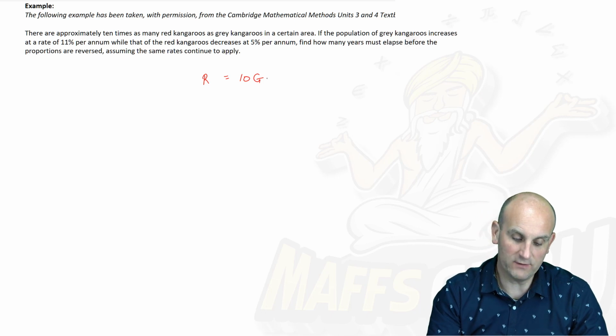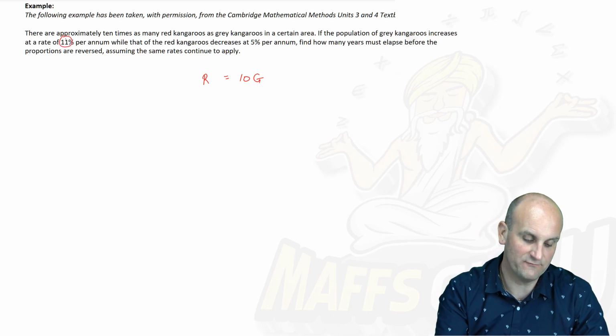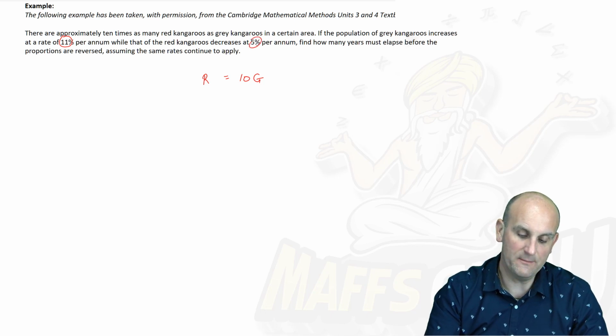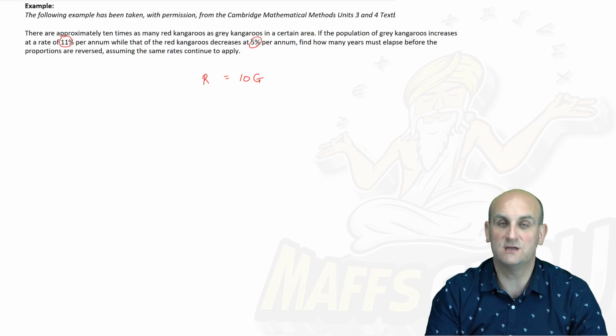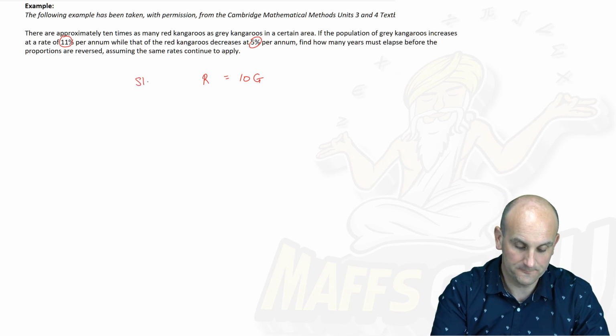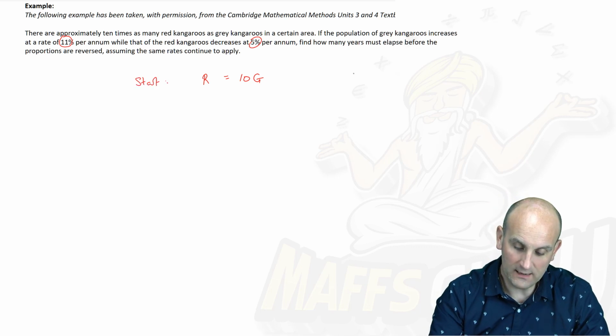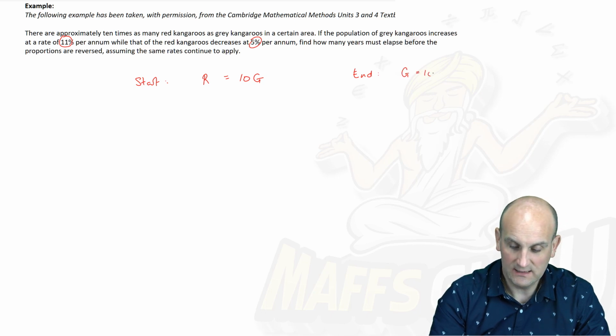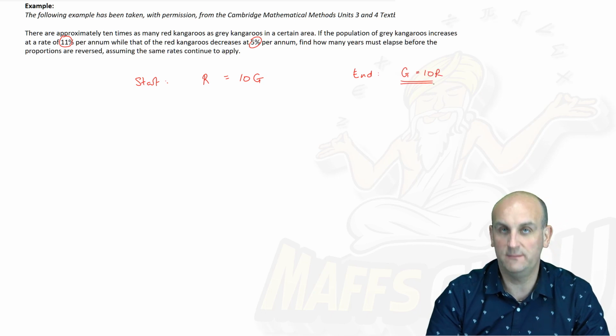If the population of grey kangaroos increases at a rate of 11% and the red kangaroos decrease by 5%, how many years must elapse before the proportions are reversed? So this is my start. They now want to say, well, the end is going to be where we have G is equal to 10R. So this is what I'm aiming for.